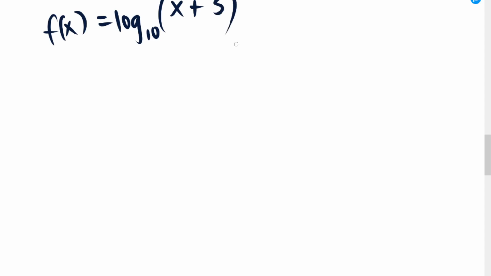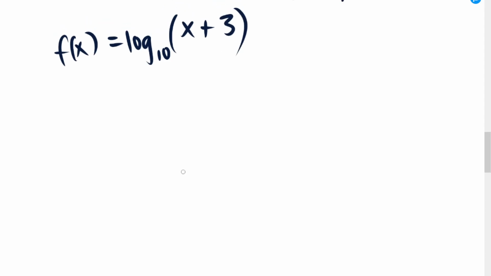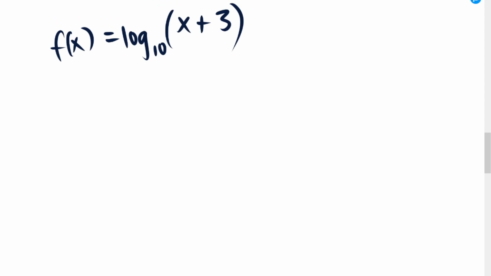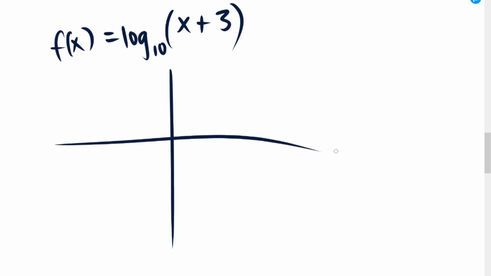Next, you wanted 73. So we have f of x is equal to log base 10 of x plus 3. And we just want to find the domain of this function. So what we're going to do, I think it's helpful to drop a little bit of a graph down. It doesn't have to be completely accurate.